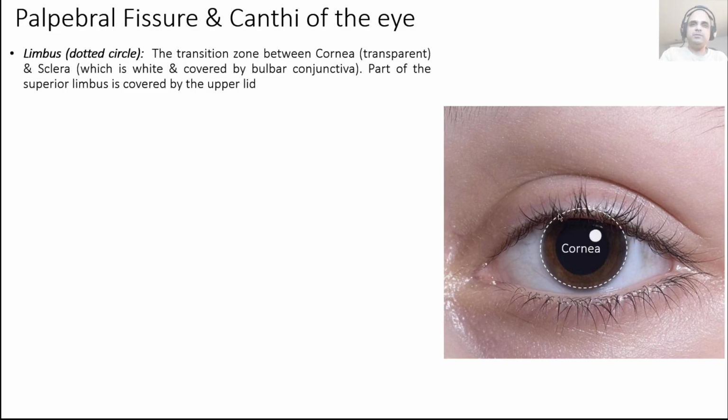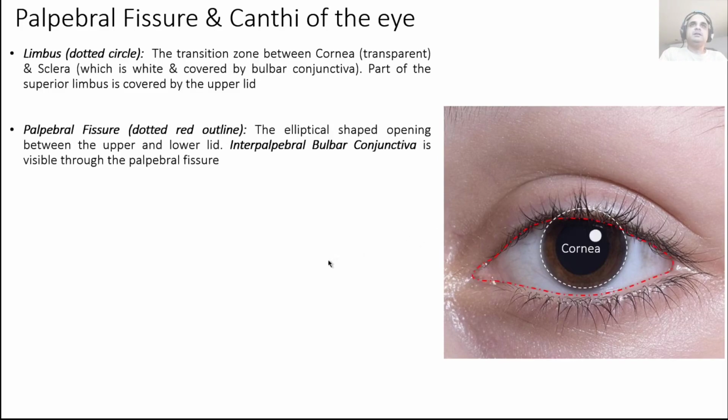It's approximately 2 millimeters of the superior limbus and the cornea that are covered by the upper lid. The palpebral fissure, shown in this red dotted line, is the elliptical shape opening between the upper and the lower lid, and the part of the bulbar conjunctiva that's visible through it is called the interpalpebral bulbar conjunctiva. You can just call it the bulbar conjunctiva as well, if interpalpebral bulbar conjunctiva is too much of a mouthful.